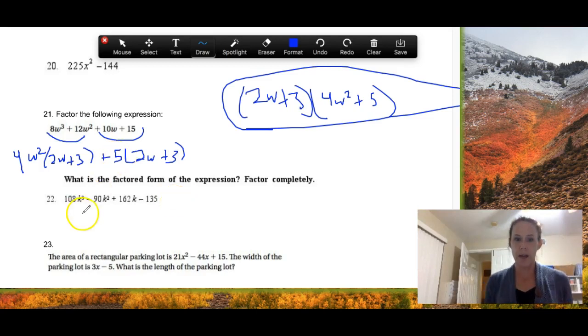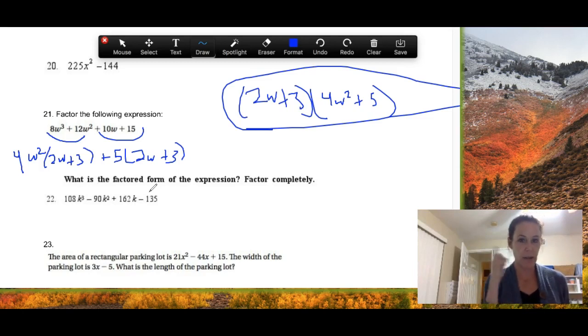Now before I do that, I check to see if there's anything I can pull out first. So I got a k cubed, a k squared, a k. That one doesn't have a k. So I can't pull out a k. Look at the constants, 108, 90, 162, 135. All right, is there some term that I can pull out of those? Well, they're not all even, so I know it's not a 2. Well, let's see. What about a 3? Would a 3 pull out of those? I'm just going to go ahead and use my calculator and go, does 108 divide by 3? Oh, it does.